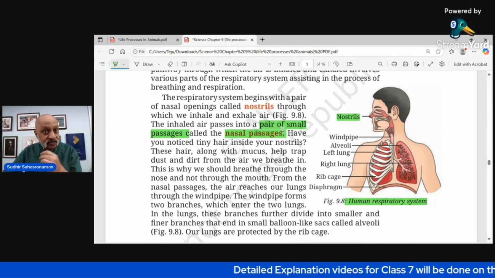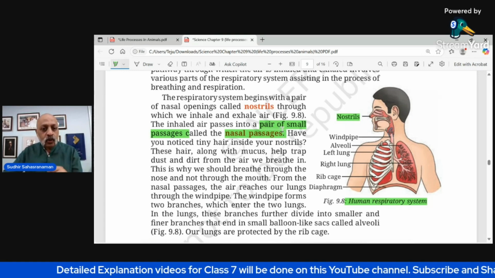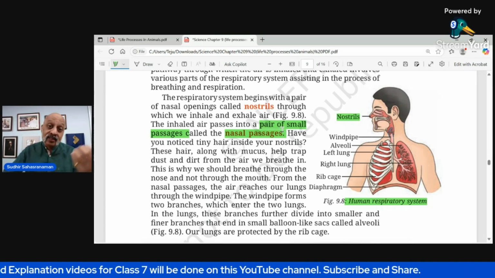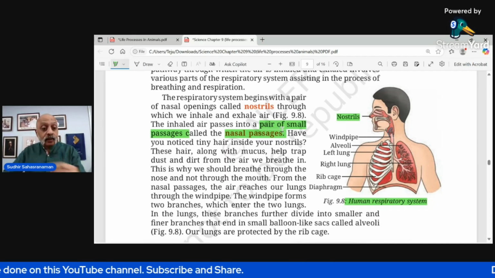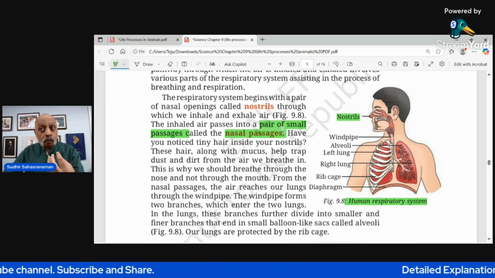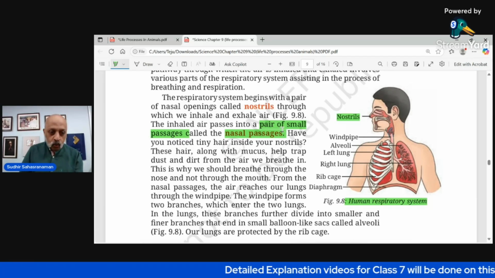Now, you also have tiny hair inside your nostrils, because these hair, along with mucus, help trap dust and dirt and germs from the air we breathe in. Therefore, we get better quality air to breathe inside our nostrils.